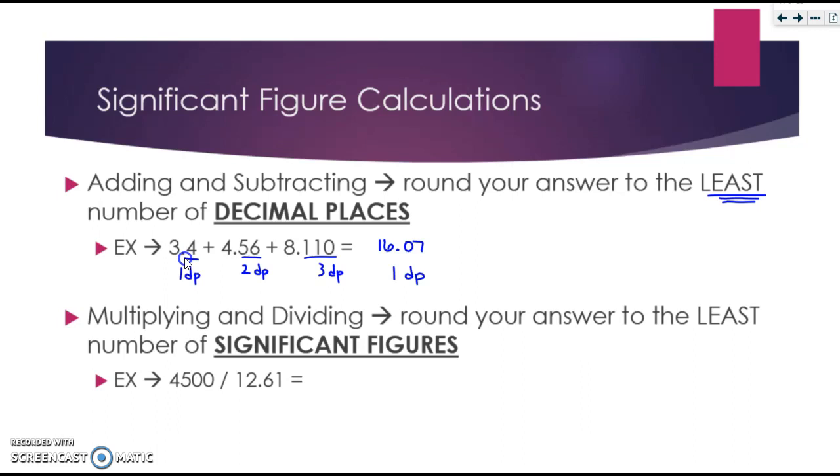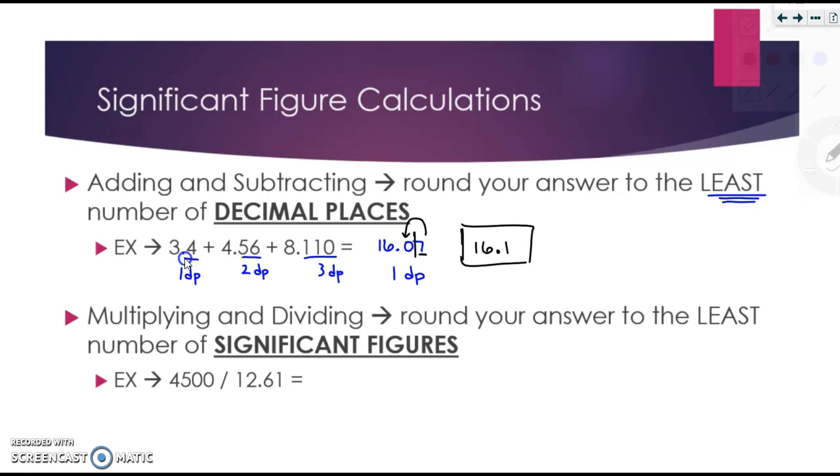You only want one decimal place. So I'm a visual person. I like to put a little marker right there, and then you look at the number right after that marker. Because it's a 7, it's going to round that 0 to a 1. So the correct answer to this problem would be 16.1.